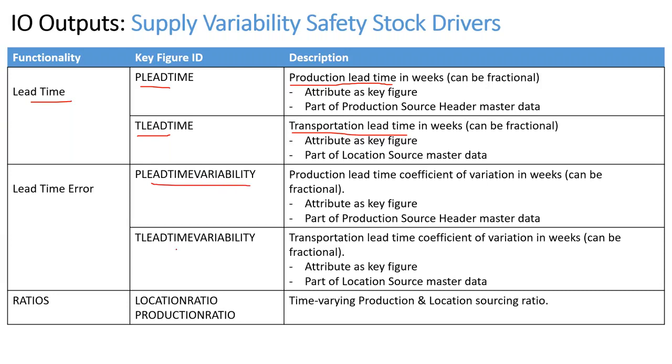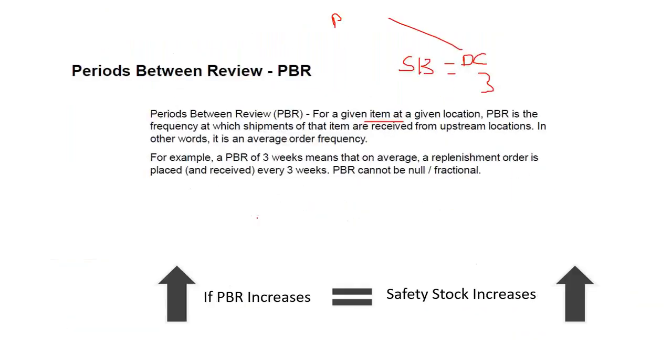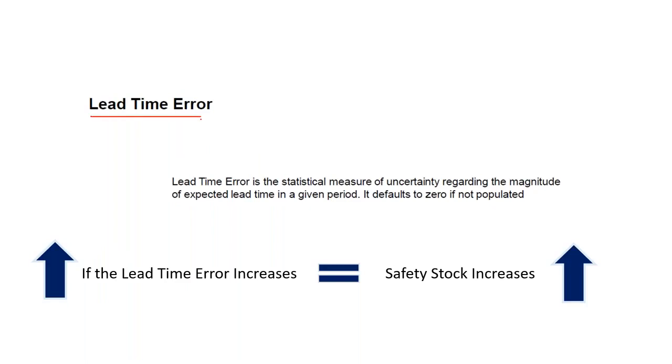So what if your lead times are prone to error? You think that it takes 2 weeks, but it might change here and there. Then again, you can maintain the variability, and again, inventory optimization will respect them and give the safety stocks accordingly. So we have the ratios and other things. We've seen PBR, we have seen error CV, we have seen the target service level. There are lead times. There's a lead time error.